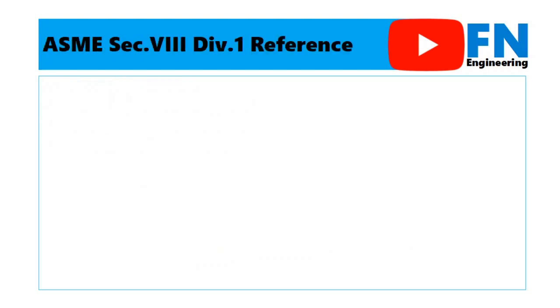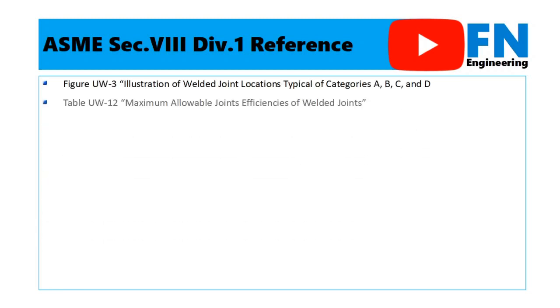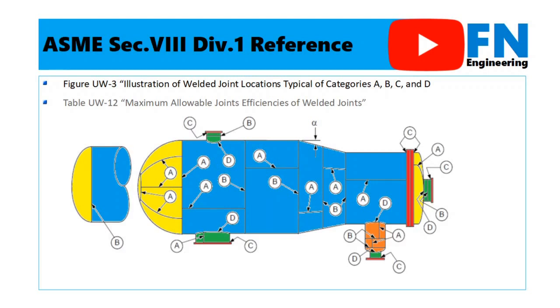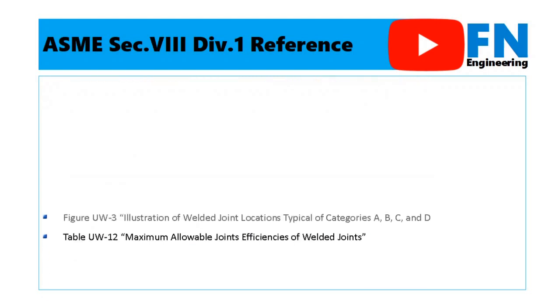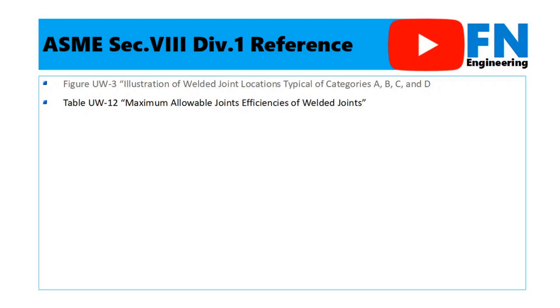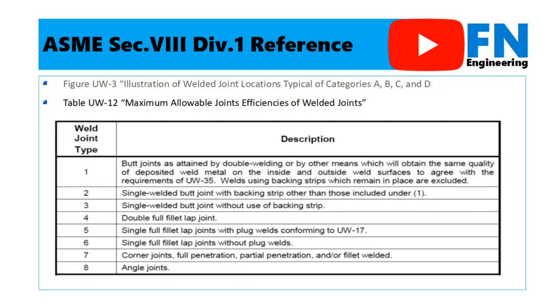Alright, first of all, we are going to look at the paragraphs regarding welded joint design in ASME Section 8 Division 1. We use two main references, namely figure UW-3 and table UW-12. Figure UW-3 shows the illustration of typical welded joint locations of categories A, B, C, and category D. Meanwhile, table UW-12 gives information about the maximum allowable joint efficiencies of welded joints, including type 1, type 2, until type number 8.